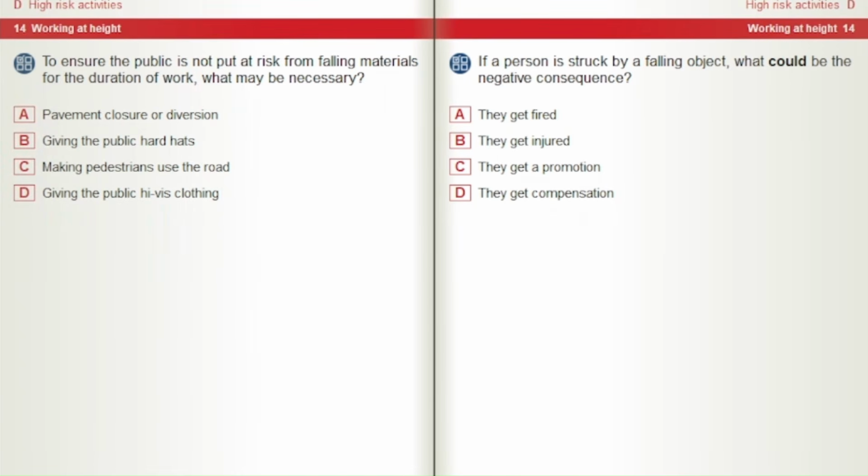If a person is struck by a falling object, what could be the negative consequence? They get fired. They get injured. They get a promotion. They get compensation.